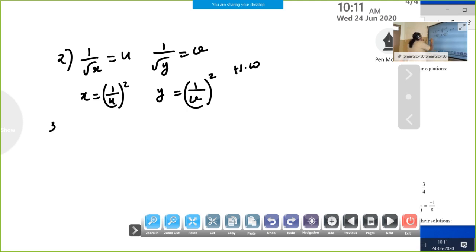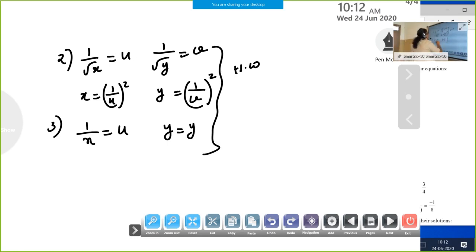Then third one, this is also homework. Instead of 1 by x is equal to u and y equal to y itself. There is no need for a substitution. These two questions are homework.